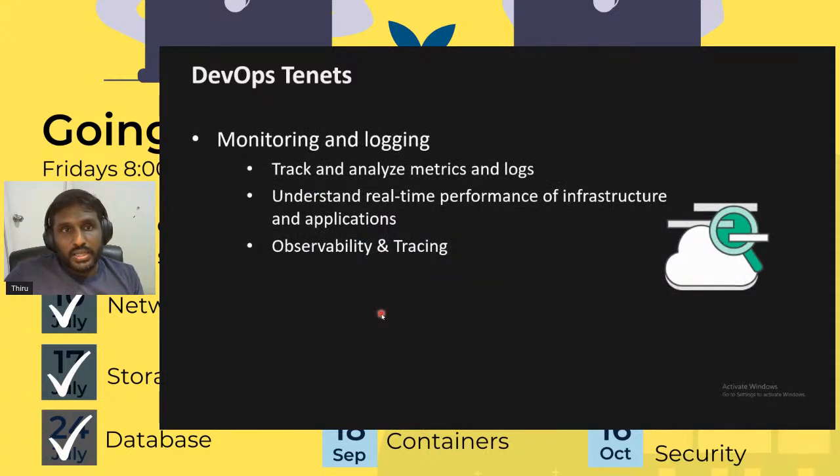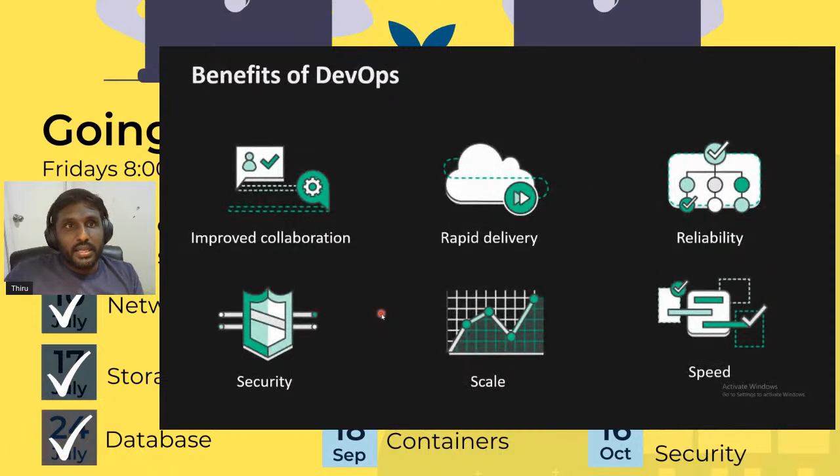We need to keep track of what our applications are doing. Traditionally, we've always had logs, but now we need to log at a deeper level. We need to understand exactly what happens within our services. So we've got more emphasis on things like observability, tracing, and so on. So we discussed a little bit about what DevOps is.